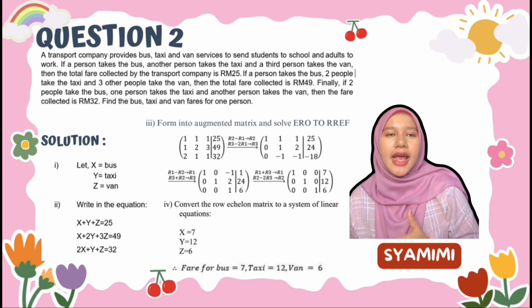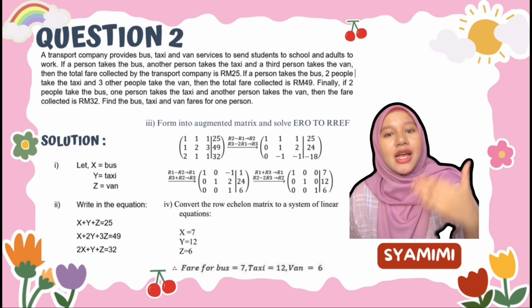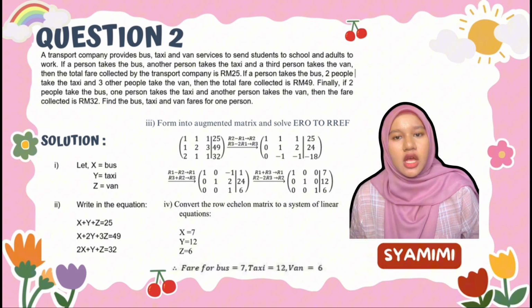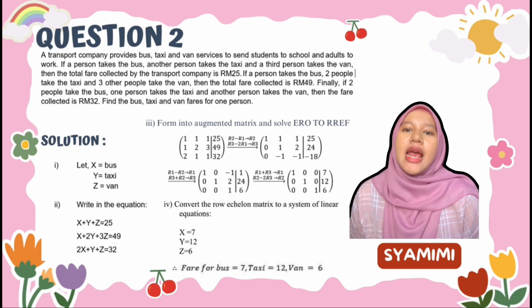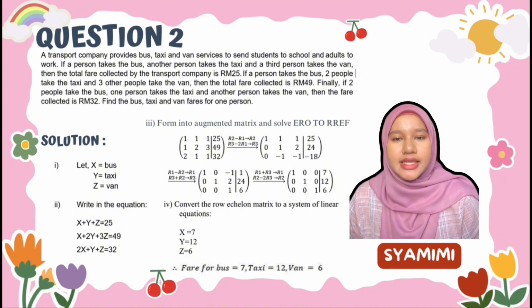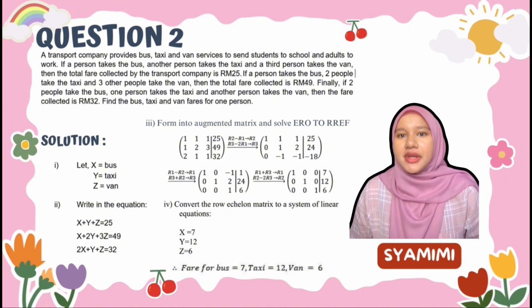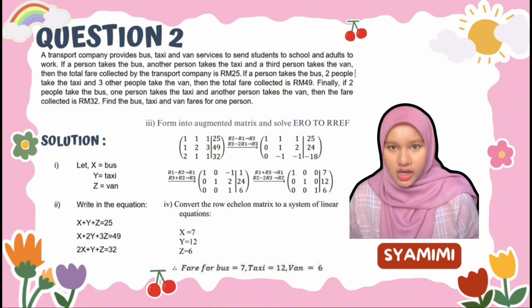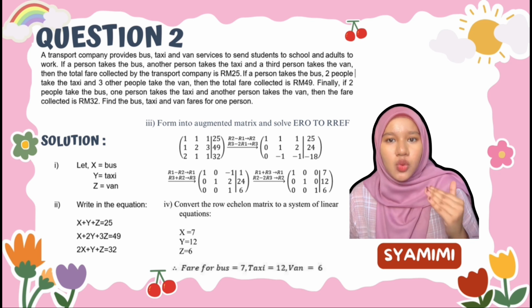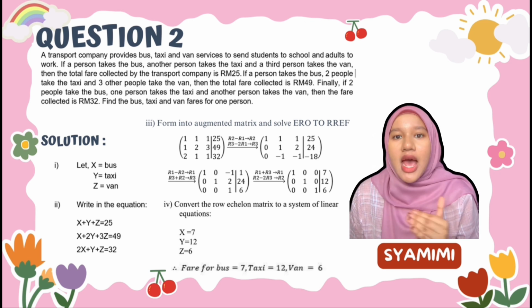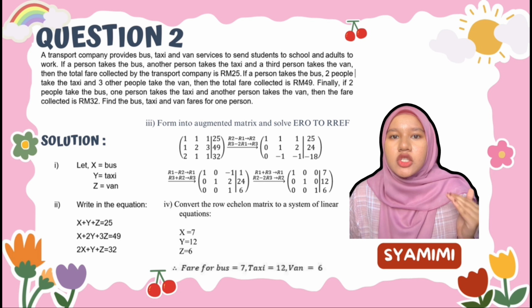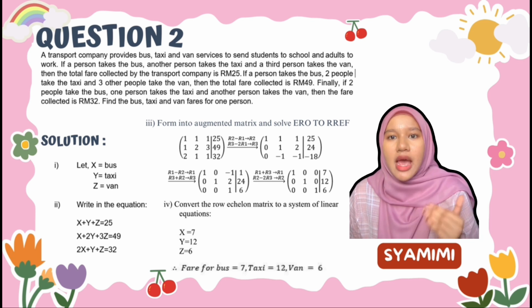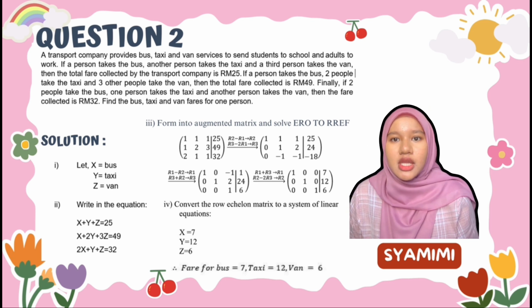So we can solve this problem by using Gauss-Jordan elimination. Step 1, we will let X as a bus, Y as a taxi and Z as a van. Then we can transform the data into the equations: X plus Y plus Z equal to 25, X plus 2Y plus 3Z equal to 49, 2X plus Y plus Z equal to 32.